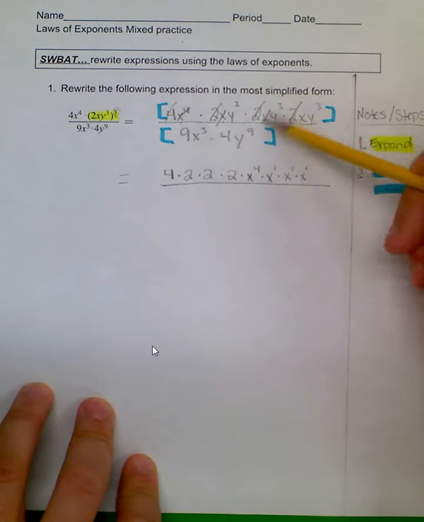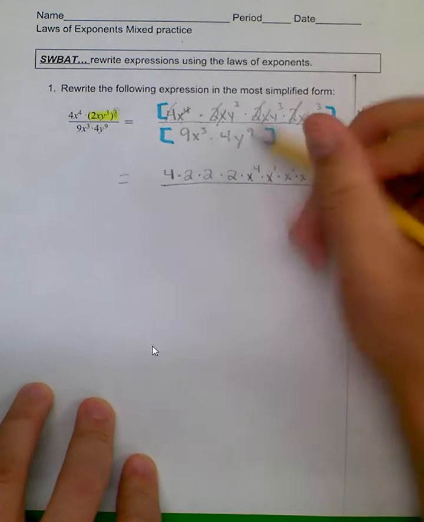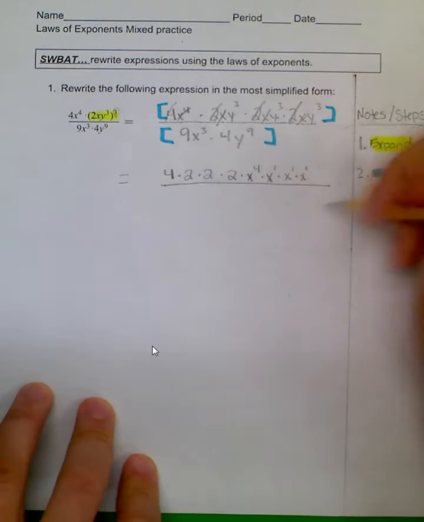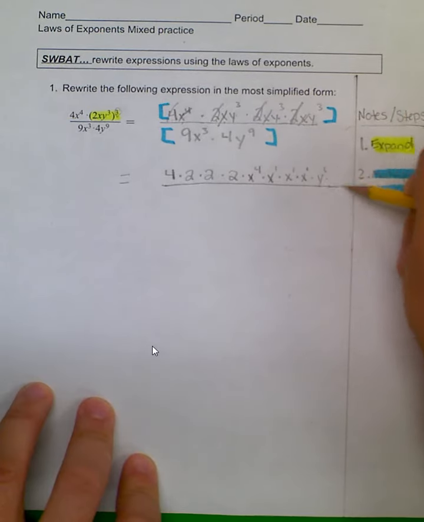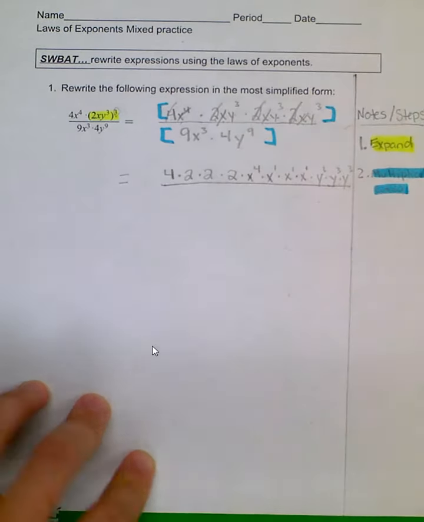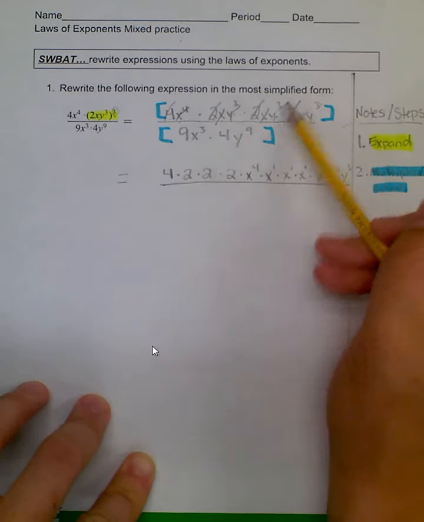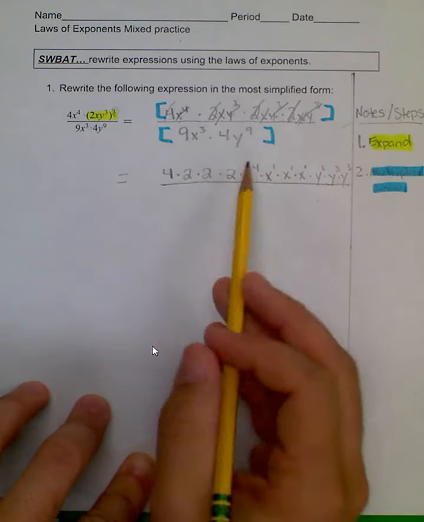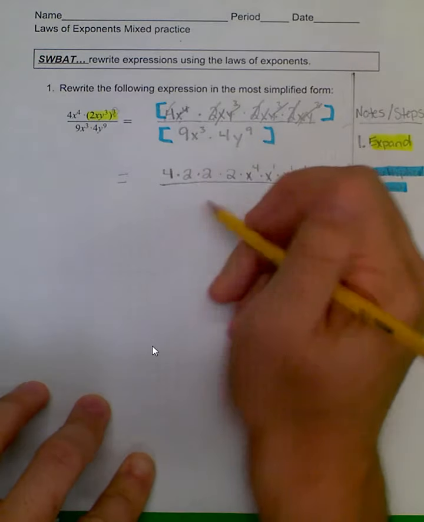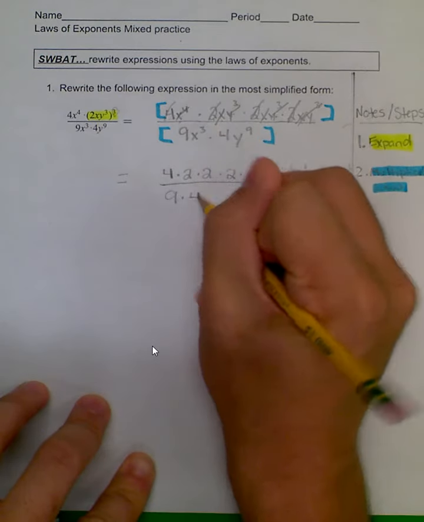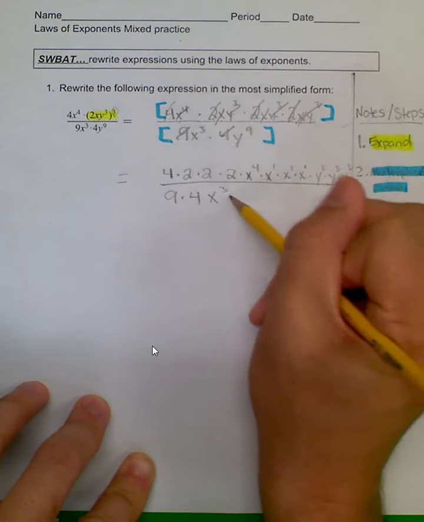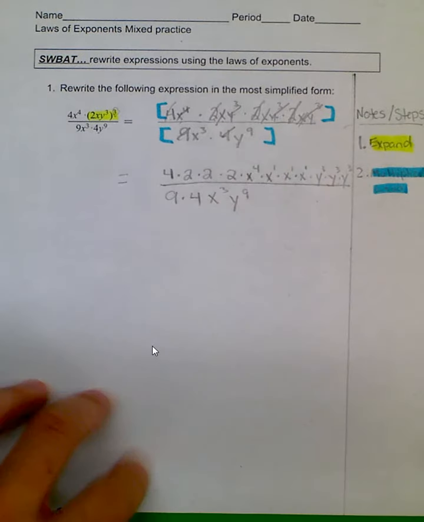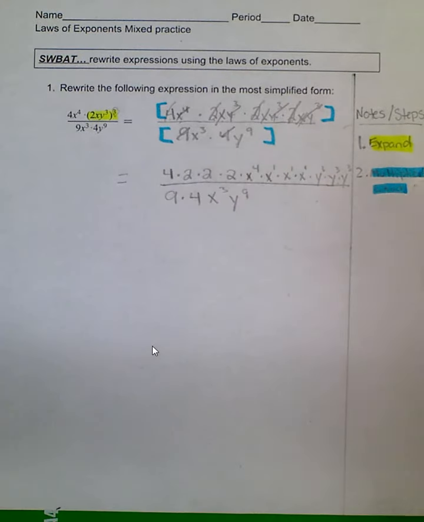And lastly, I'm going to take care of my y's on top. I see a y to the third, y to the third, y to the third. And lastly, I'm going to rearrange the denominator, again putting the numbers there, 9 times 4. And then x to the third times y to the ninth. And now I'm going to use the multiplication law and simplify my problem.